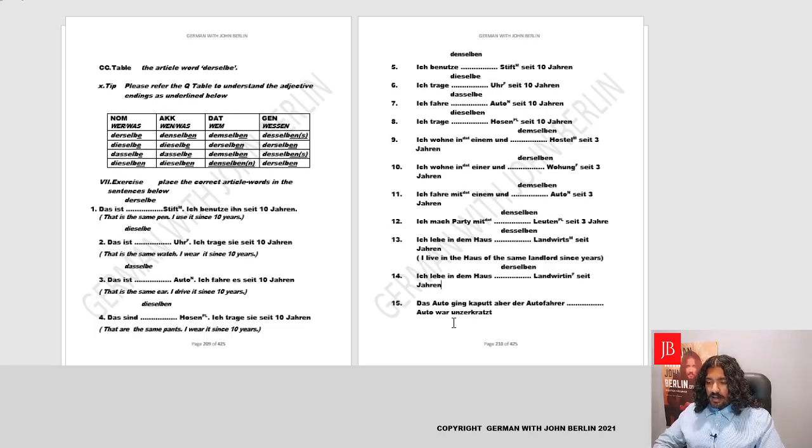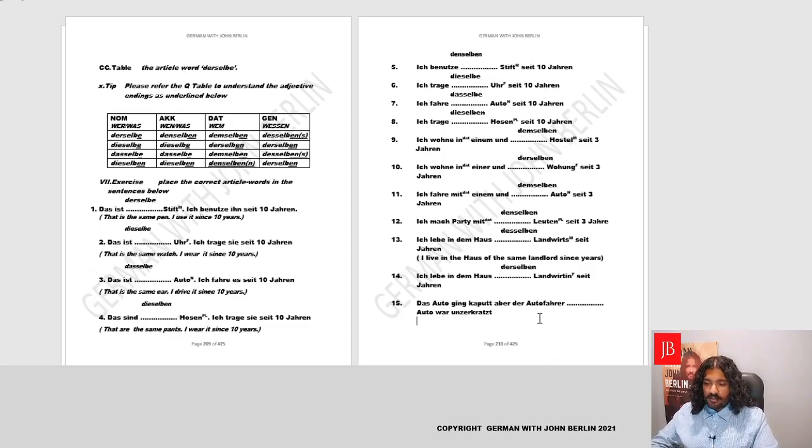Fantastic. The car went broke, but the driver of the same car was unscratched. So das Auto ging kaputt. Yes, that's the very normal sentence people speak all the time. Etwas geht kaputt, something going broke. So the Auto ging kaputt. Kaputt we know is broke. Ging is like we learned the past tense of gehen, like ging, went. So the car went broke, but the driver of the same car.